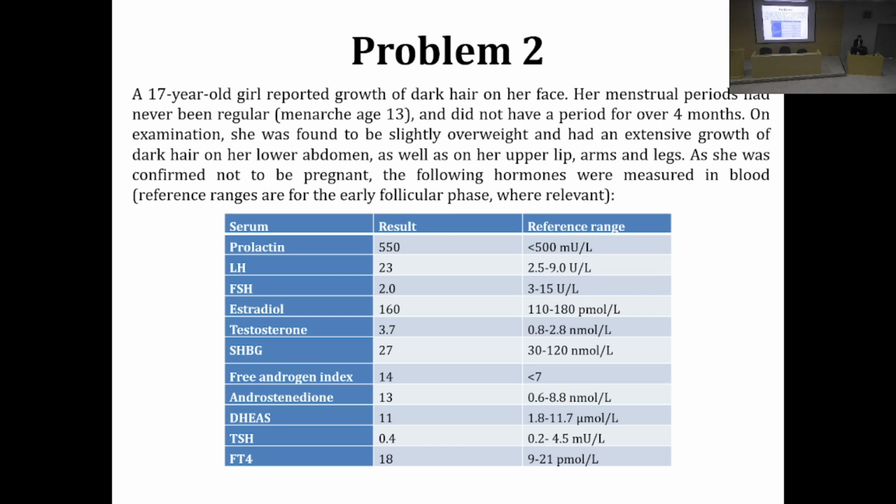All right. So a 17-year-old girl has dark hair growing on her face and menstrual irregularities; especially, she did not have a period over the past 4 months. She's slightly overweight, and there's a lot of dark hair on her abdomen, upper lip, arms and legs. She was confirmed to be non-pregnant. They did the following tests. And note the reference ranges are for the early follicular phase where relevant.